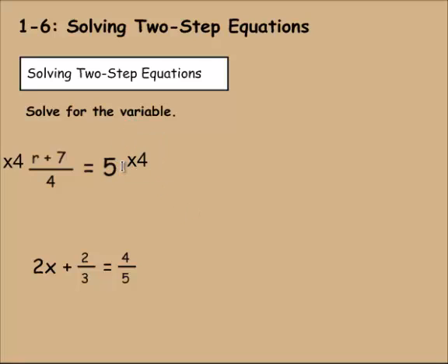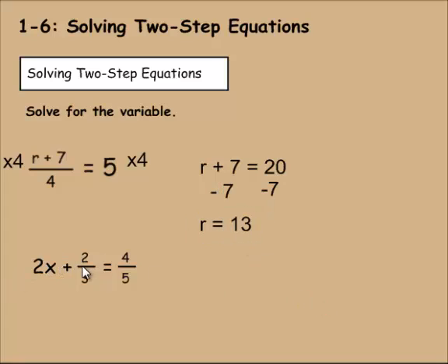And that would give us r plus 7 equaling 20. And let's move that over here, because these 4's canceled out, and then 5 times 4 is 20. So now we have r plus 7. Remember, the opposite of adding 7 would be subtracting 7. So it would be just left with r over here. And then when we subtract 7 from this side, so r then would equal 13.